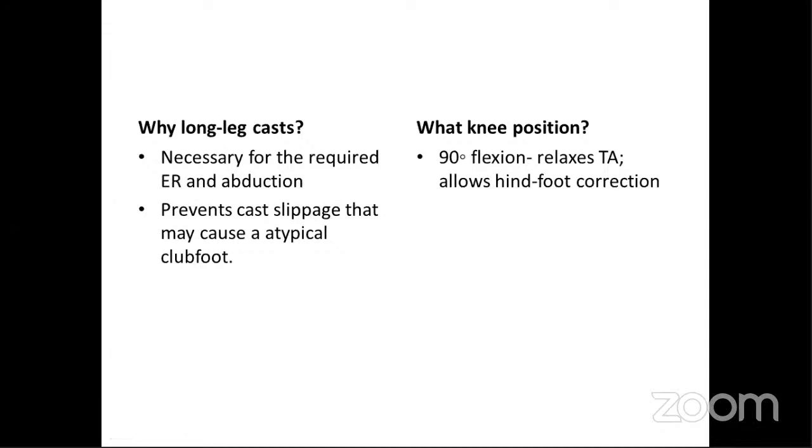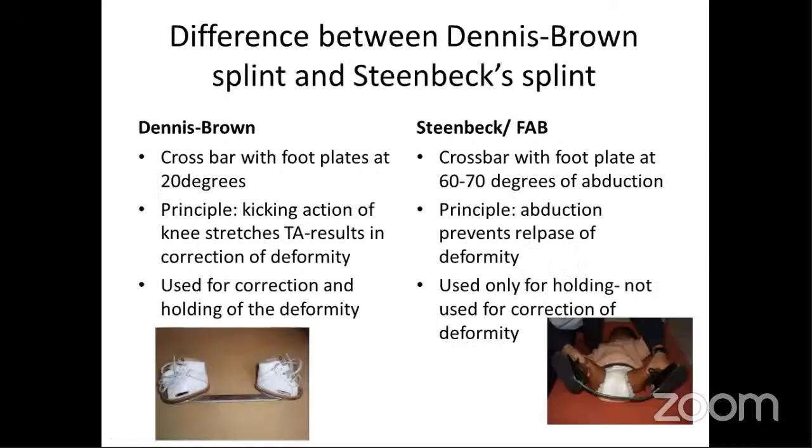So some questions may be asked regarding the casting technique. Why a long leg cast? Why not a short leg cast? Yes, a long leg cast is necessary because the required external rotation and abduction in the Ponseti method can only be held by an above knee long leg cast, right? If you apply a short leg cast, although there are papers now on that also, you will be defeating your purpose of achieving this much abduction, right? Second, it prevents cast slippage, and the knee position is definitely 90 degrees unless it is some other condition, where they differ the position of the knee.